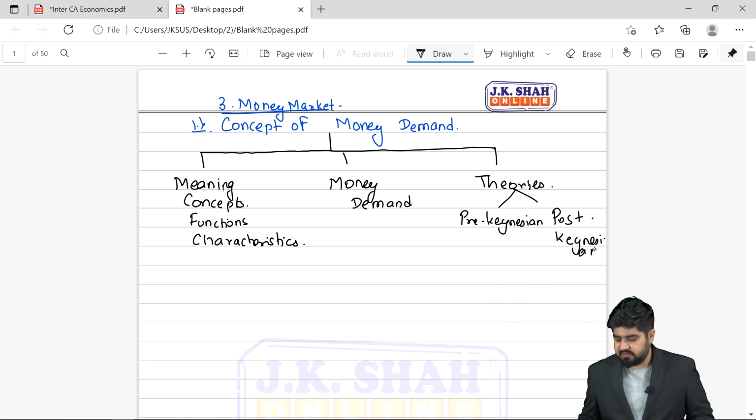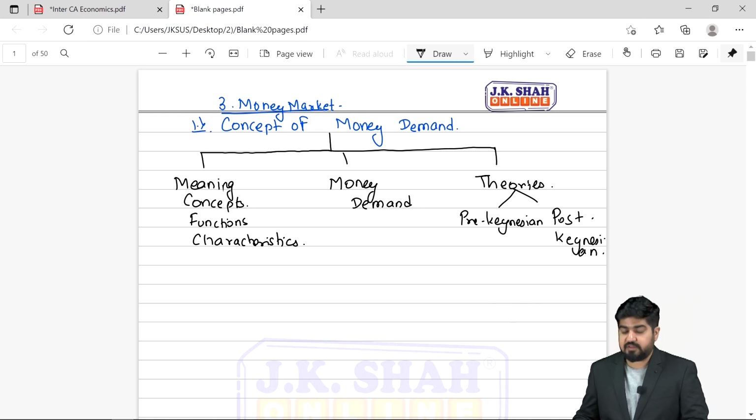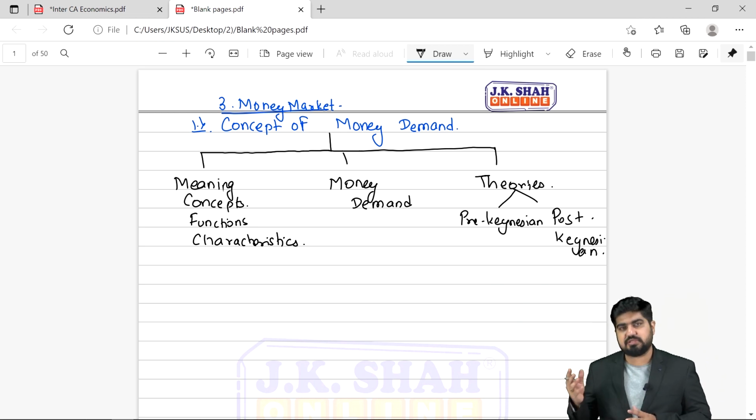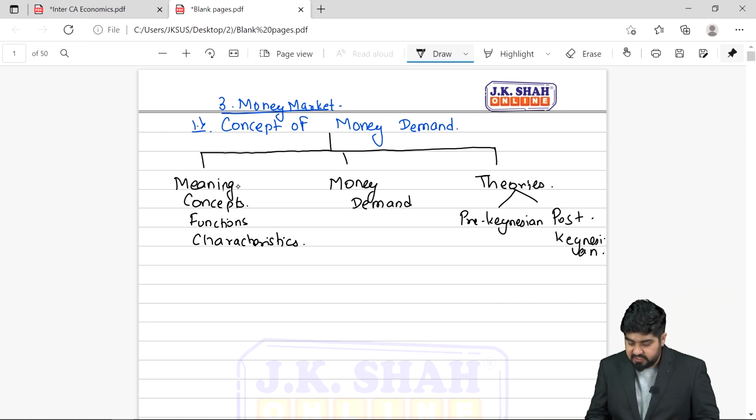Now sir, why is it pre-Keynesian and post-Keynesian? This might come to your mind. Because J.M. Keynes gave the most profound theory of demand for money. So till the time he gave the theory, all the theories are called pre-Keynesian. After he gave the theory, there were just additions, or his theory was considered as the base for constructing all other theories. That's why they are called post-Keynesian theory of demand for money. Now, let's focus on the first part: meaning of money, concept of money, functions of money, characteristics of money.